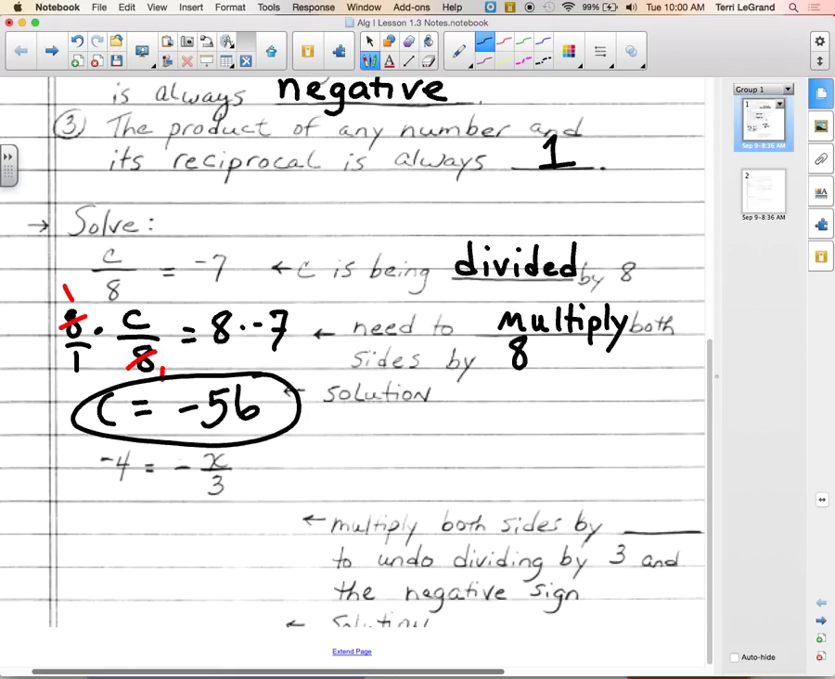Okay, let's do a mental math check problem. What would we do to check this? What would we do to check this? Cameron?